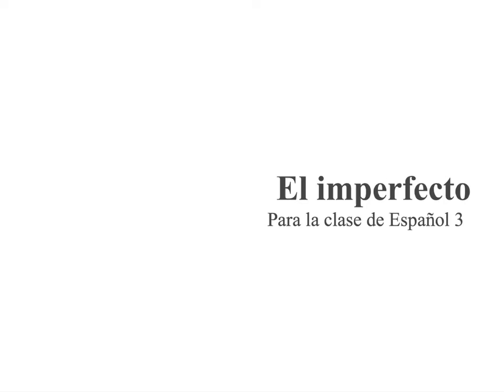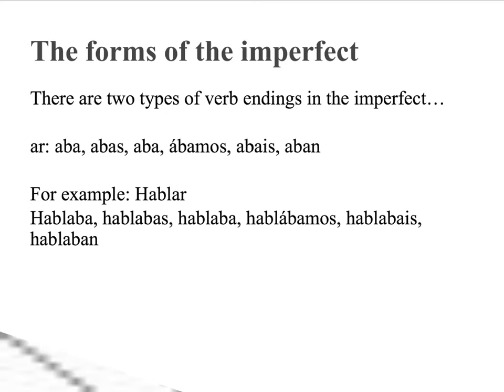Hello, Español 3. Bien, today we're going to talk about el imperfecto, one of the two past tenses in Spanish. There are two types of verb endings in the imperfect. We have our habas for AR verbs, which you can see right here. Notice the accent in the nosotros. An example of that would be a verb like hablar.